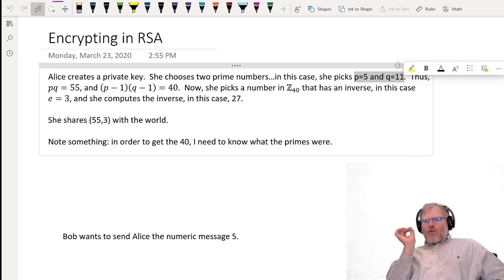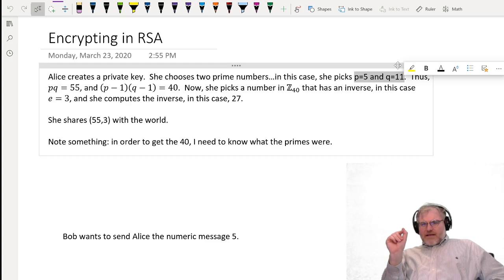In order to get what the 40 was, I'm not going to share the 40. I'm going to share the 55, and I'm going to share the 3. But I'm not going to share the 40, and I'm not going to share the 27. Okay? And I'm not sharing the 5, and I'm not sharing the 11. Okay? I'm sharing my composite number between the two primes.